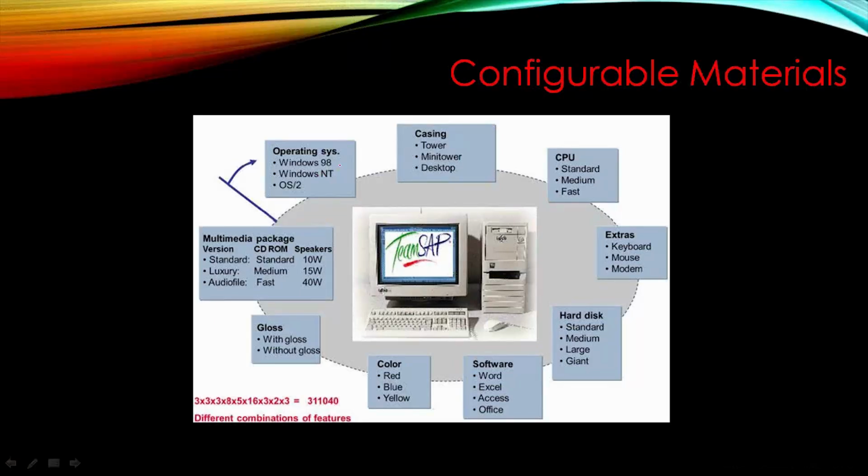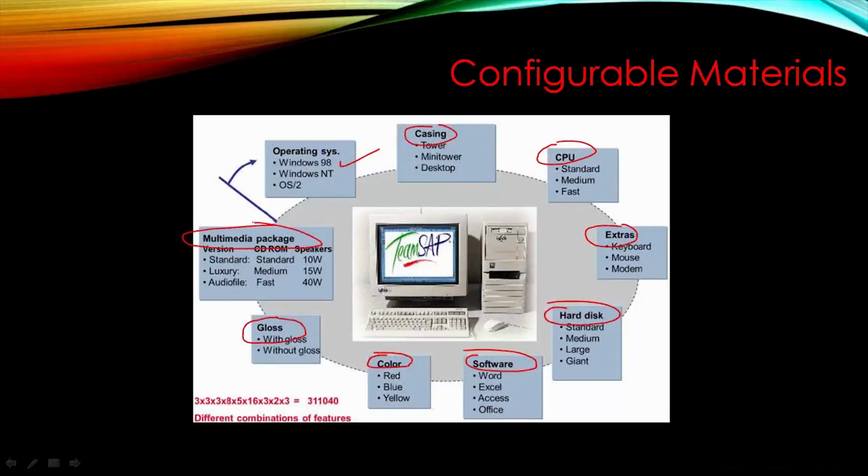So that's a bit out of the slide saying Windows 98, but what's the operating system, what type of casing, CPU, extras, whether you want a keyboard, mouse and all that, hard disk type, software that you want to have, color that you want to have, gloss that you want to have, and multimedia package or anything else like that, we can create in the configurable material types.